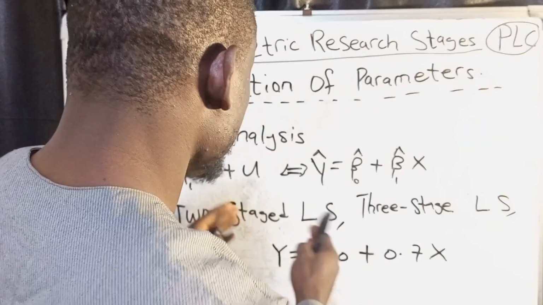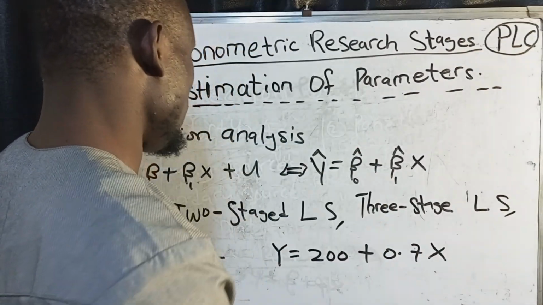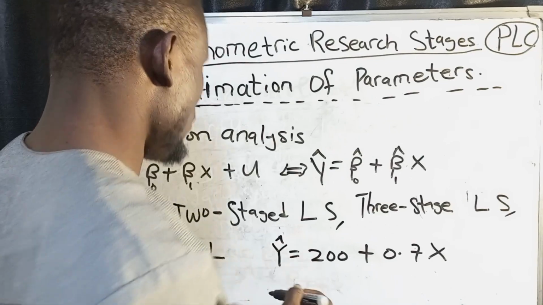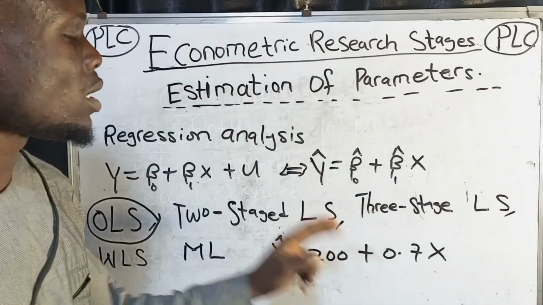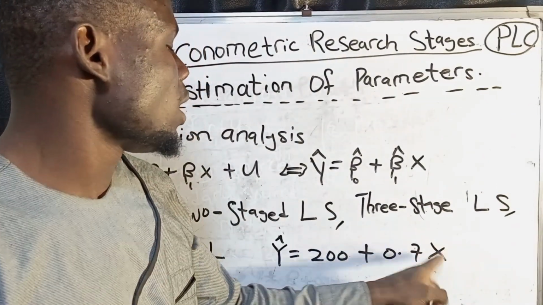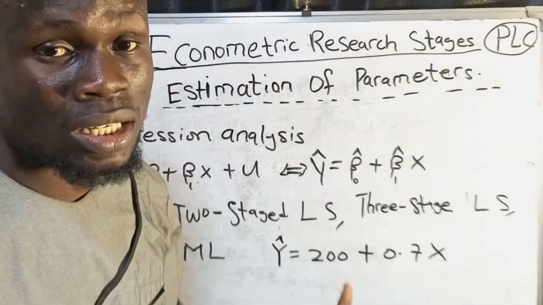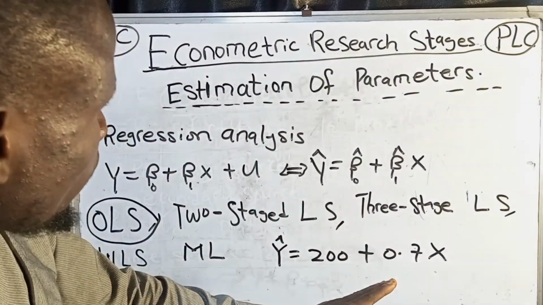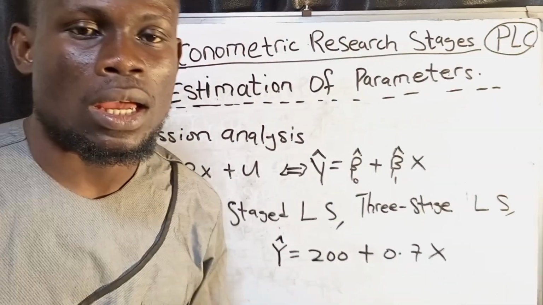Now, this is what it looks like when we actually estimate our y cap. We find our intercept and we find our slope. This is stating that for every one increase in our x, there is a 0.7 increase in our y, which is our dependent variable. This is the estimation of parameters.